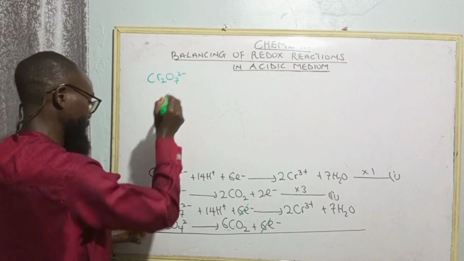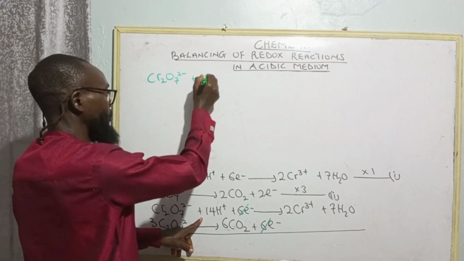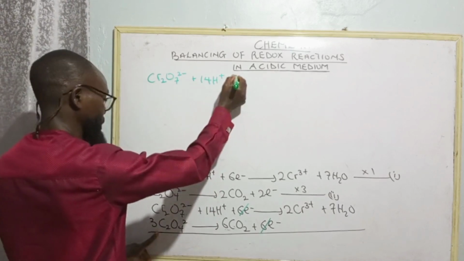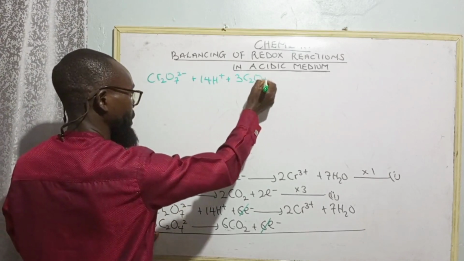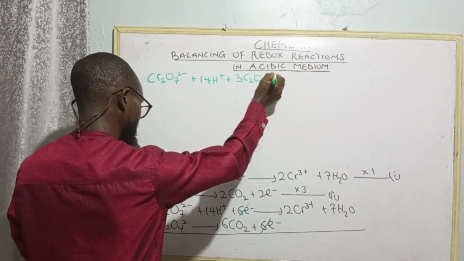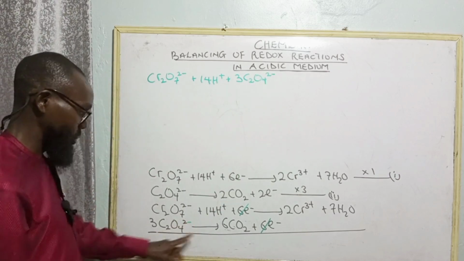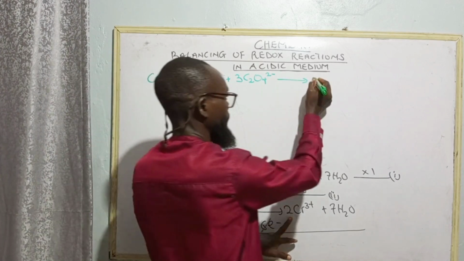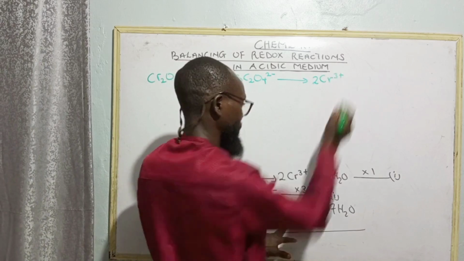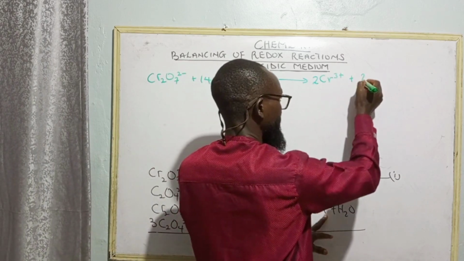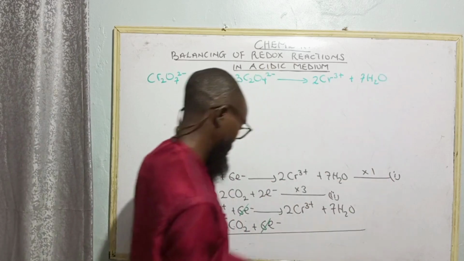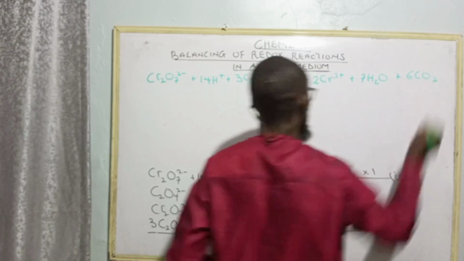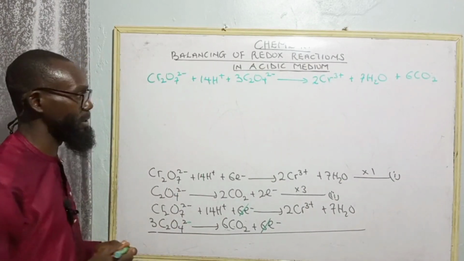The reactants, we have Cr2O7 2 minus plus 14H plus, then plus 3C2O4 2 minus to give 2Cr3 plus 7H2O, then plus 6CO2. Let's check if it's balanced.